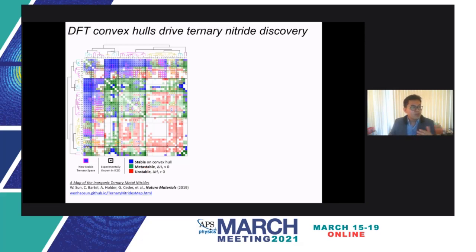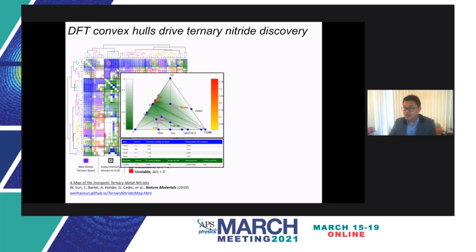And so here, metal 1 would be the row, metal 2 would be the column. So each square represents a ternary nitride space. Inside each space, there is a full ternary phase diagram. You can access and explore the entire ternary nitride space at my GitHub website here.